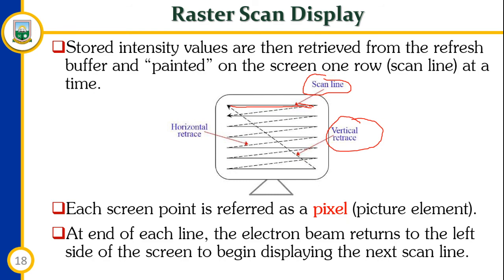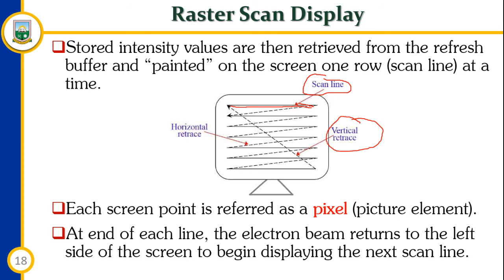So at the end of each of the lines, the electron beam returns to the left side of the screen to begin displaying the next scan line. So that is by using the retrace. At the end of this, it goes back again to the left side of the screen, which is this side, to begin the display of the next scan line.